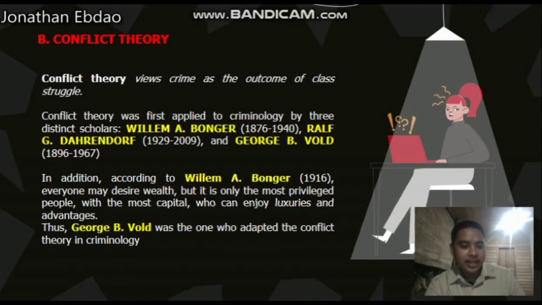The next one is the conflict theory. Conflict theory views crime as an outcome of class struggle. Conflict theory was first applied to criminology by three distinct scholars: William E. Bonger, Ralph Dahrendorf, and George Vold. In addition, according to William E. Bonger, 1916, everyone may desire wealth, but only the most privileged people with the most capital can enjoy luxuries and advantages. Thus, George Vold was the one who adopted the conflict theory in criminology.